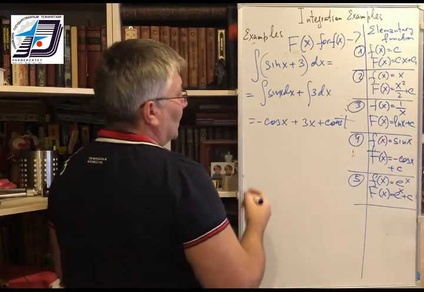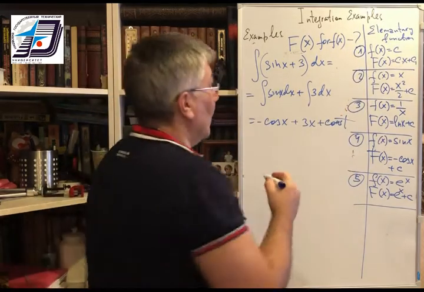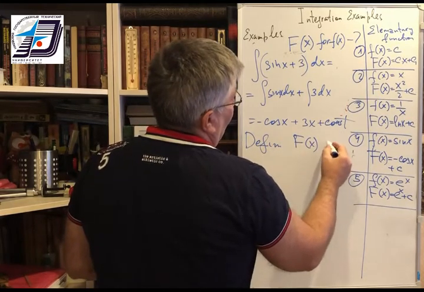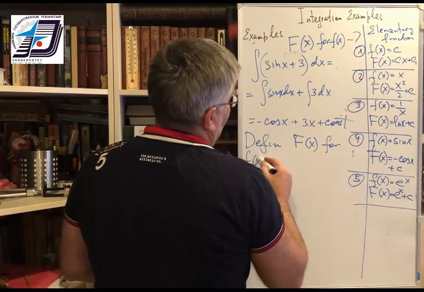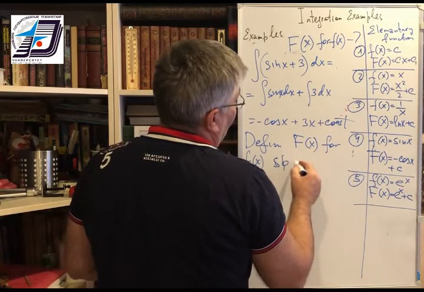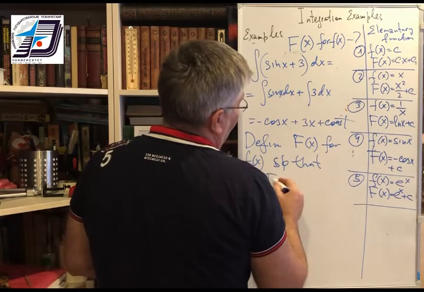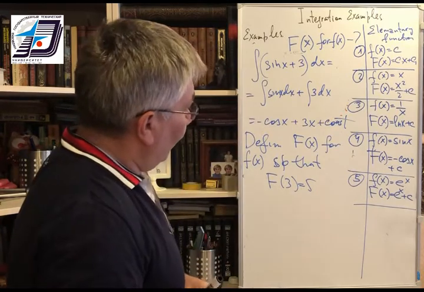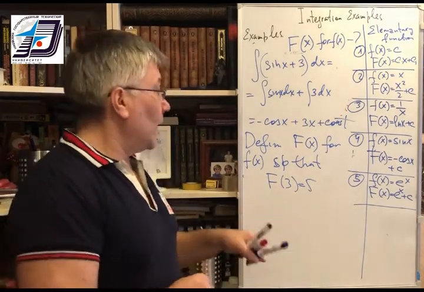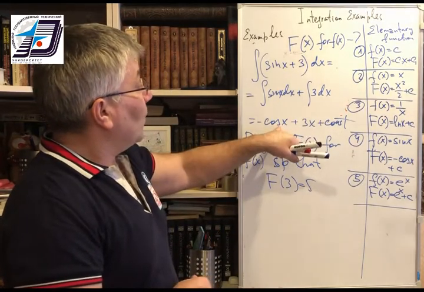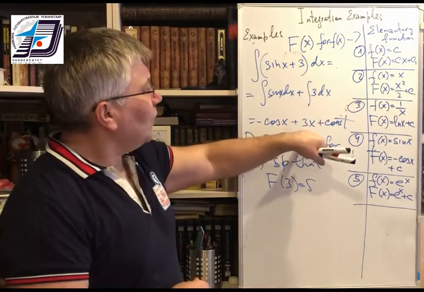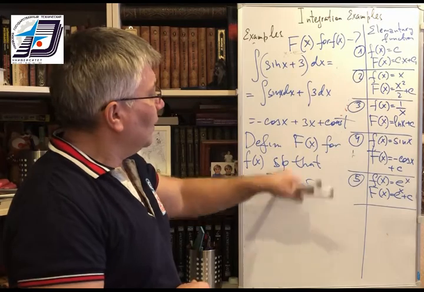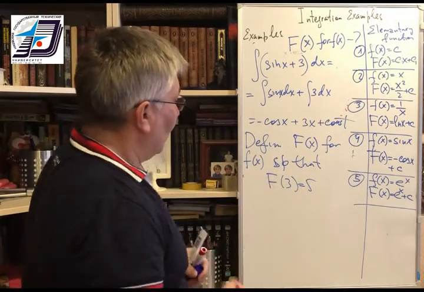For example, I want to define the antiderivative f of x. It is unknown, but I can have one extra condition: define f of x so that f of 3 equals 5, for example. This is one extra condition. So this antiderivative should equal 5 if I put 3 instead of x.